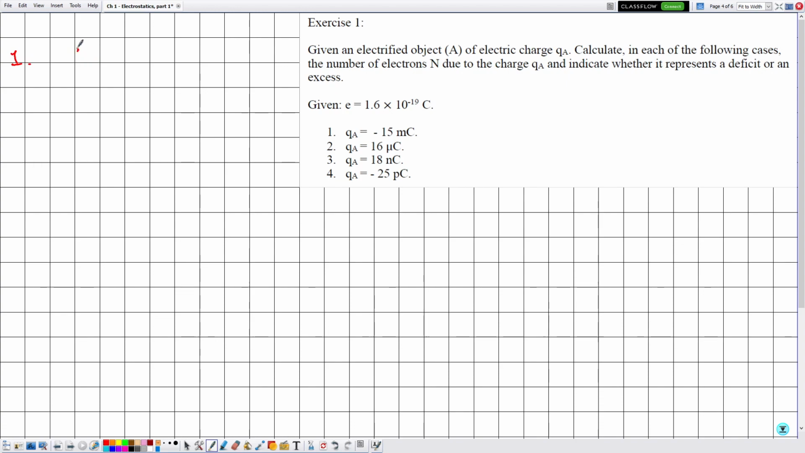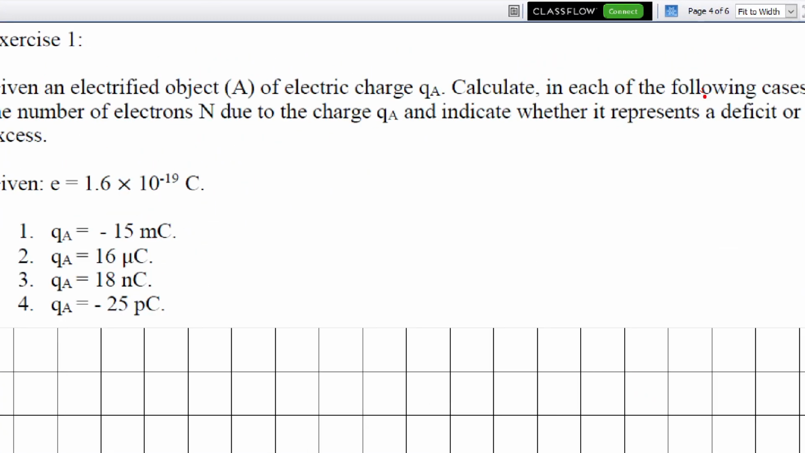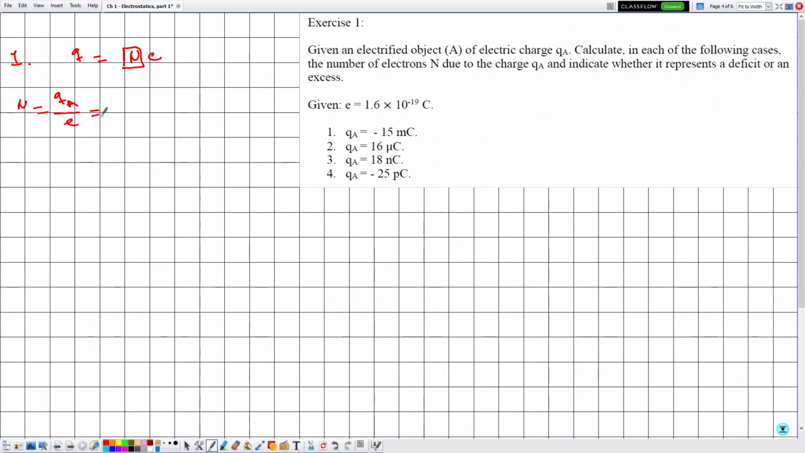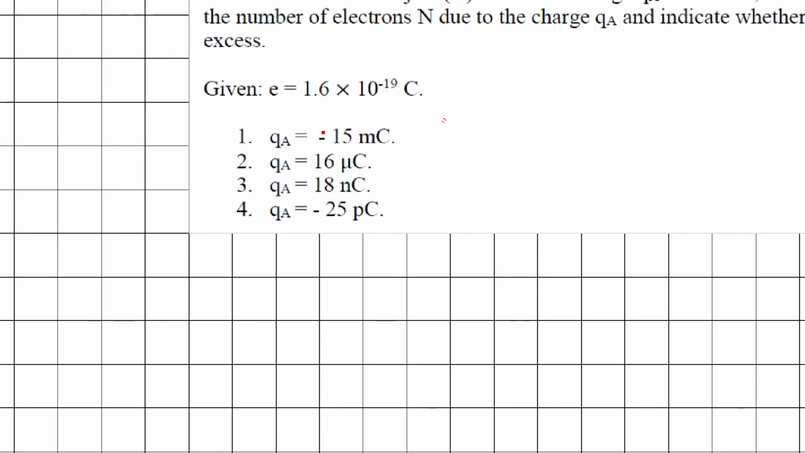Now for number 1, Q equals N multiplied by E, and we are solving for the value of N, which is given by the charge of the object, Q_A. So here we are talking about an object A of charge Q_A. Now here, let's be careful. Although the charge is given as negative, the negative and positive signs only reflect the deficit and the excess.